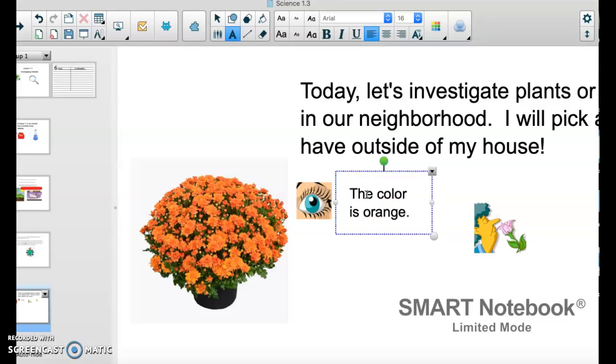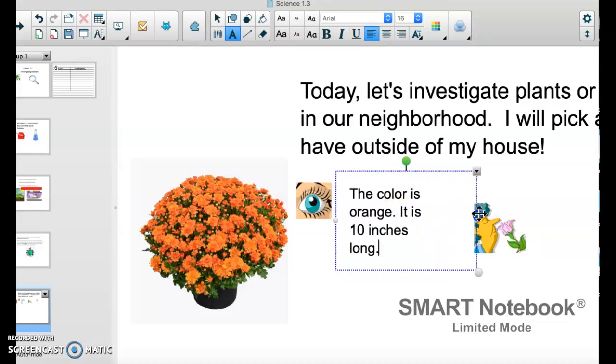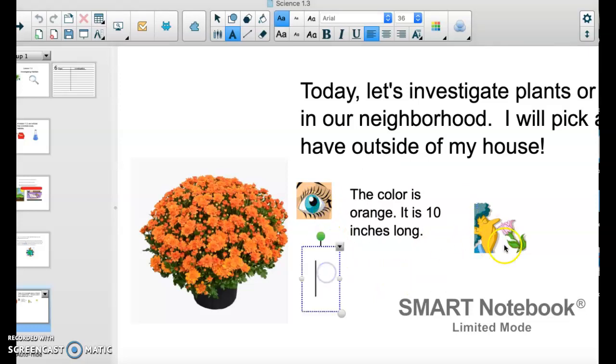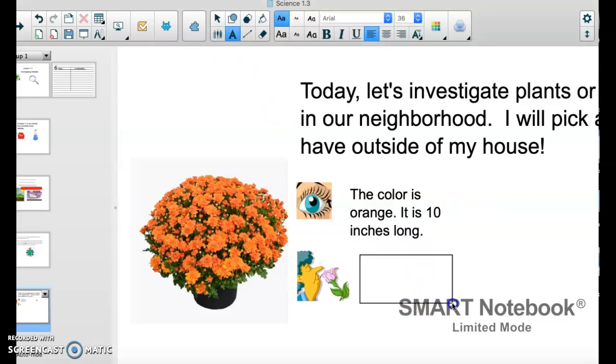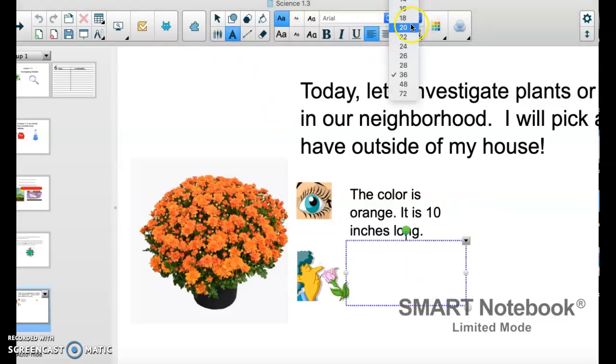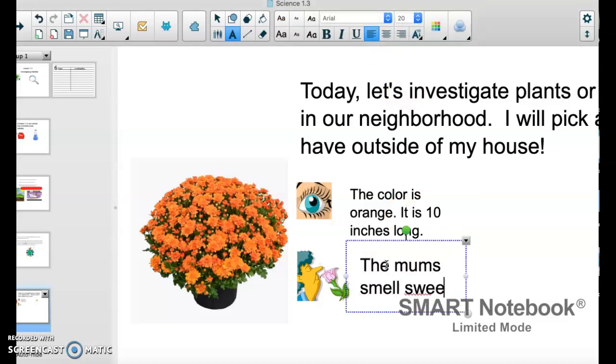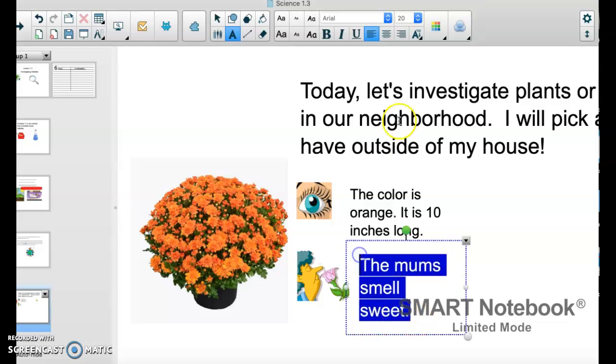I could also measure it with my ruler, and when I measured it, it was only 10 inches long. So you can do that too. Get your ruler and measure it. So you can do a couple of things with the site. Also, I actually used my sense of smell, and I personally think flowers smell sweet. So I'm going to put that in. The mums smell sweet. I'm going to make that a little smaller so we can see it.